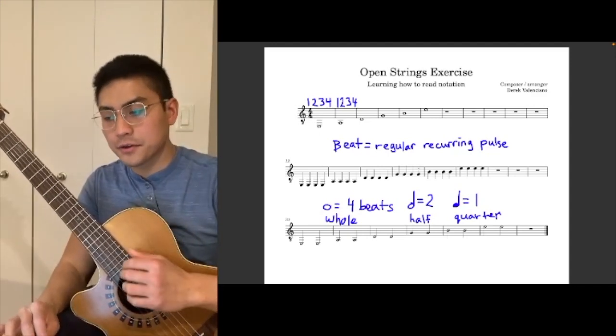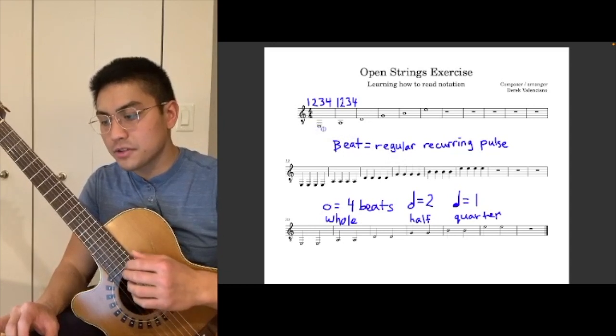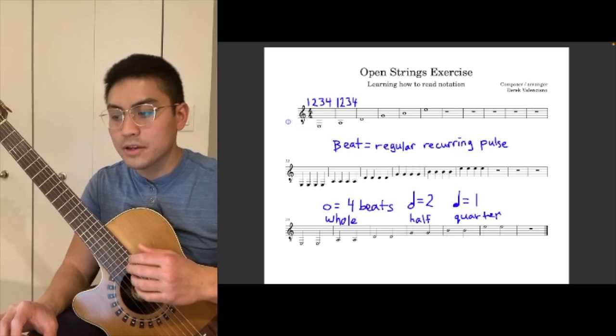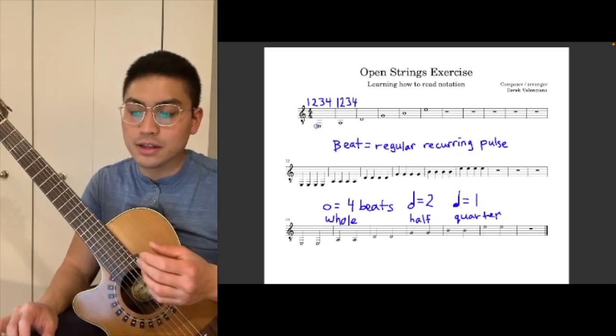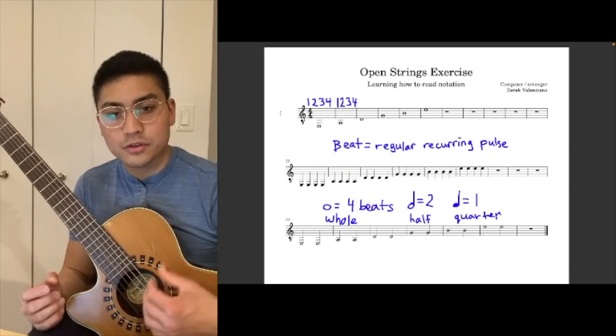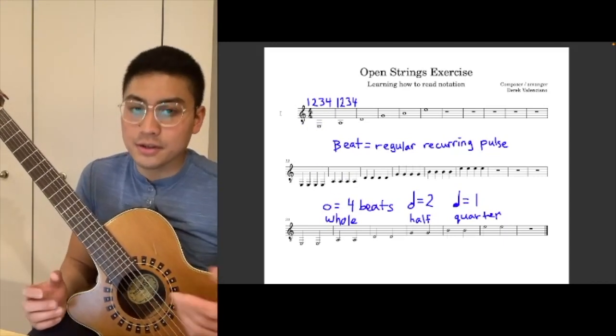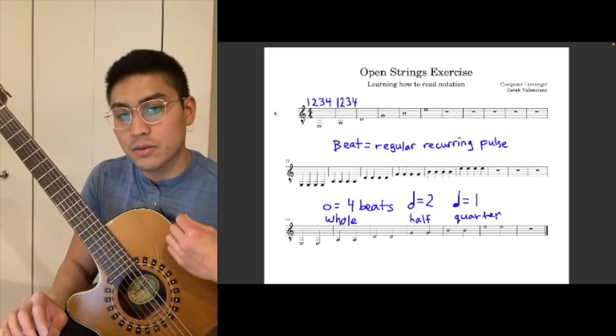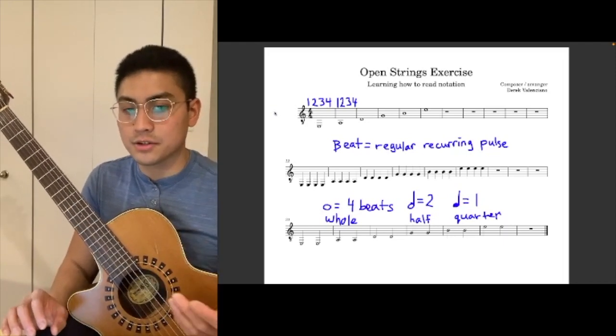Okay, so let's try this first staff. Now notice that we have white note heads and there's no stem. So that means that these notes last for how many beats? 4 beats. So I'm going to give us 1 measure for nothing and then we're going to play. 1 measure for nothing means I'm simply going to count 1 measure and then we're going to start.